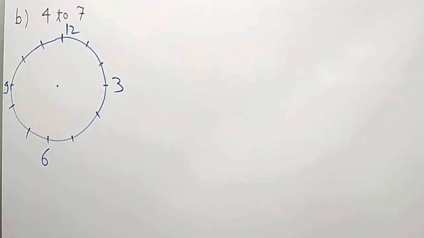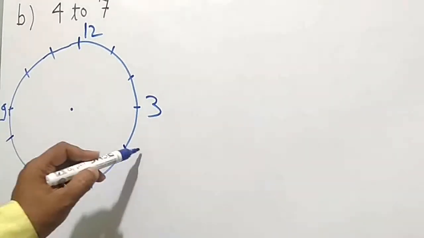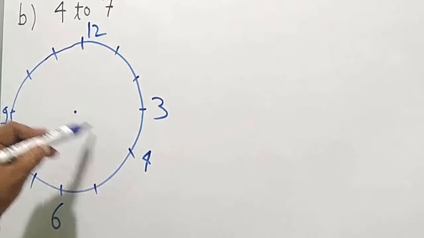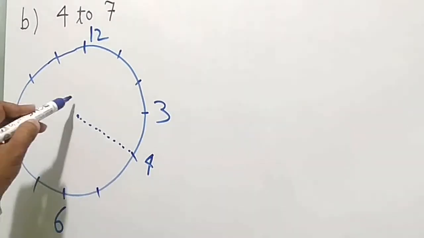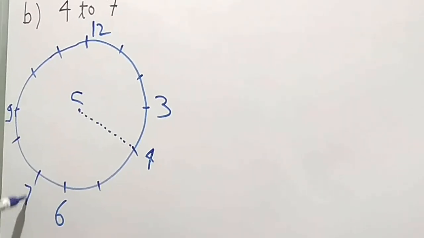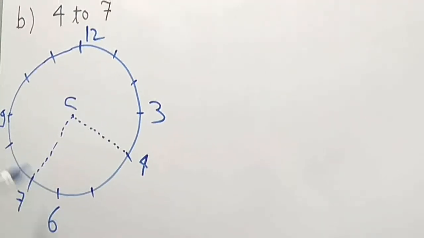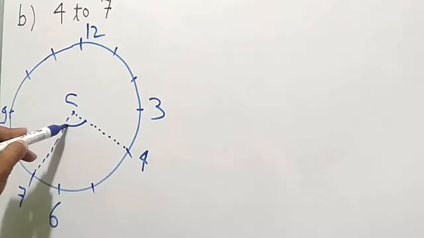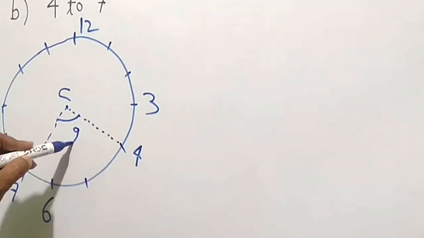Part 4 to 7. Again the question is the same. First we show in this clock where 4 is. After 3, 4 comes, so we write 4 here and join it with the center. This is the center of the clock. And after 6 the 7 comes, so we join the center with 7. Which angle is there here? It is the angle of 90 degrees.